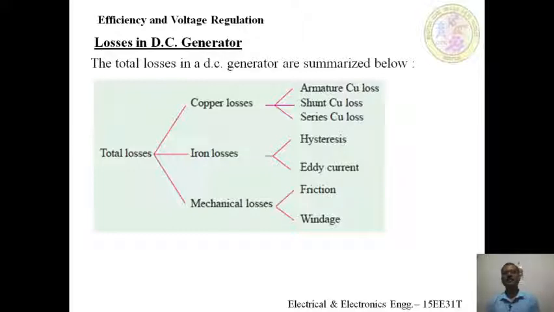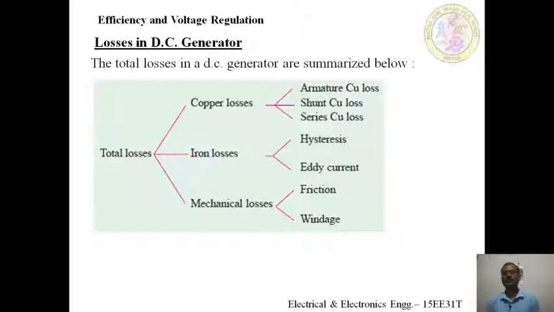As armature current is variable, it varies with the load. This loss is known as variable loss. This loss varies with the load. The armature copper loss will be around 30 to 40% of the full load loss.